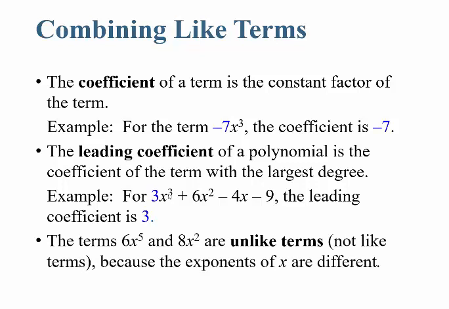All right, so something like this, 6x to the fifth and 8x squared are what we call unlike terms or not like terms because the exponents of x are different. So if exponents of terms are the same, then we call them like terms, and we can generally combine them. But if the exponents are different, they are unlike terms.